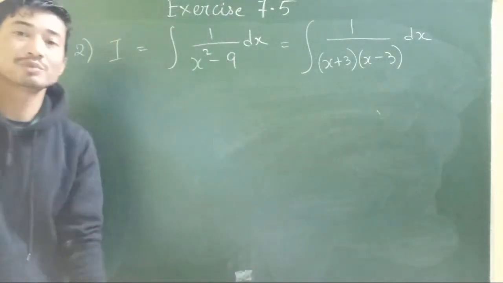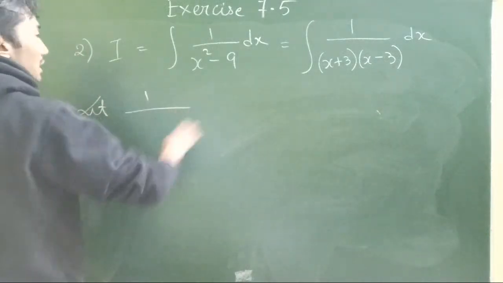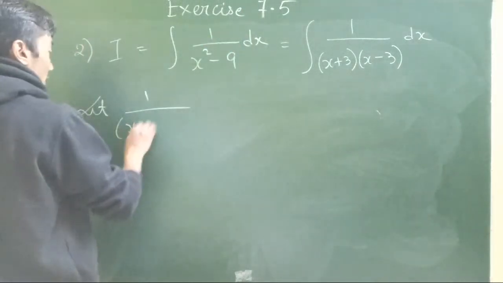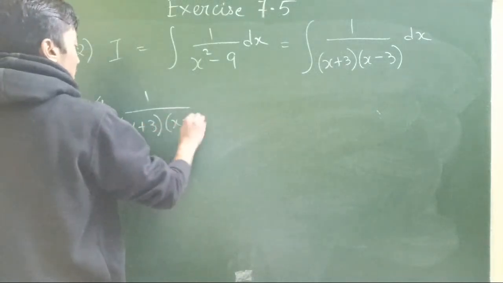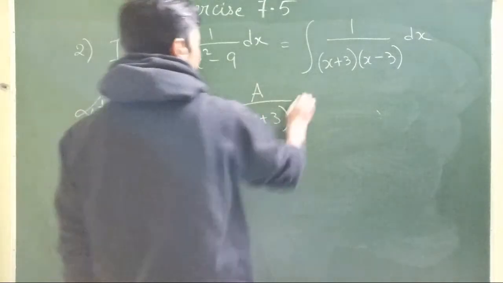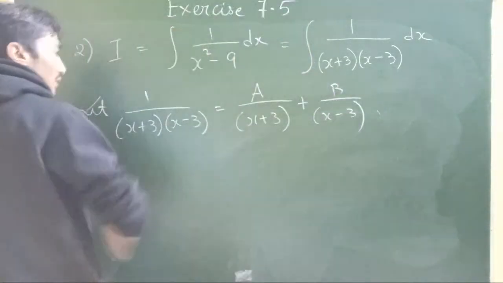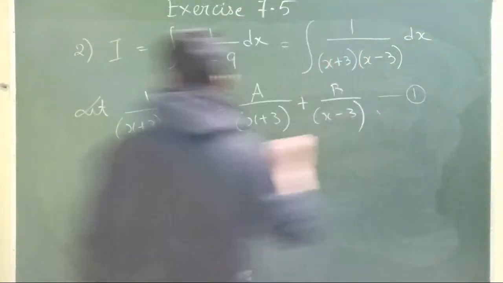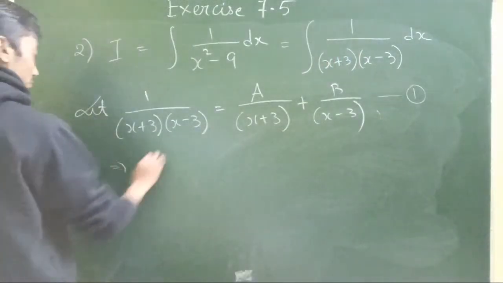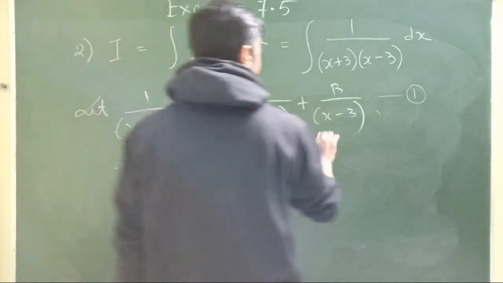So just like the previous problem, when it's non-repeating terms, what shall we do? Let 1 by x plus 3 into x minus 3 be equal to, as usual, a by x plus 3 plus b by x minus 3. You can mark this as equation 1. So let's quickly do it. Then this implies 1 will be equal to a into x minus 3 plus b into x plus 3.